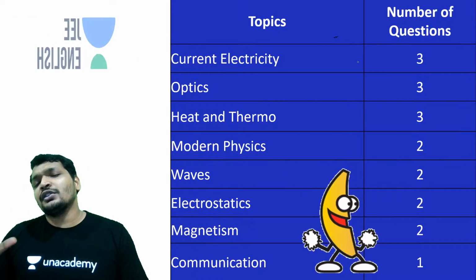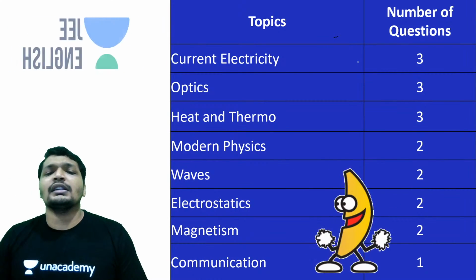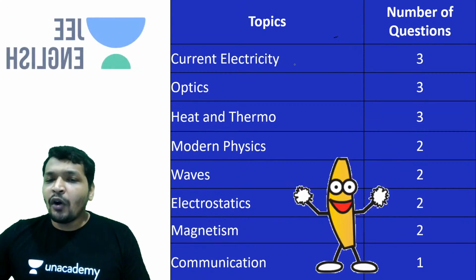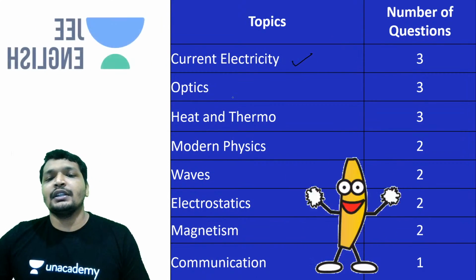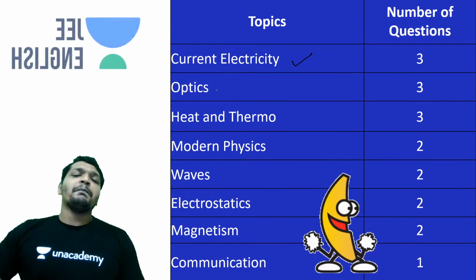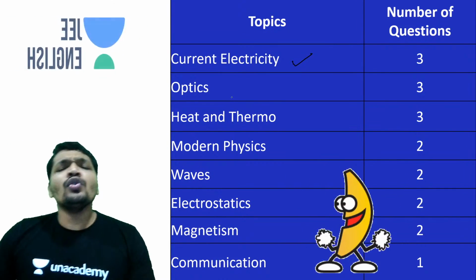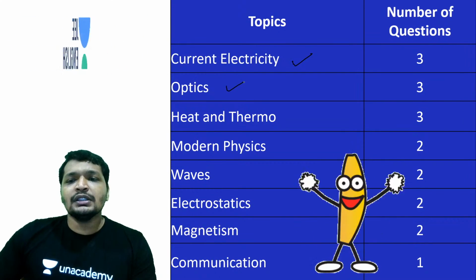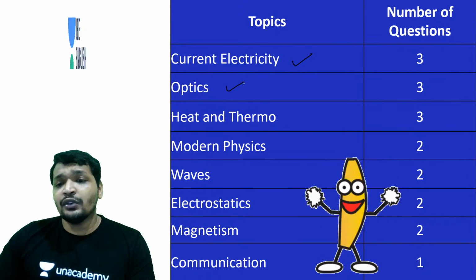Ultimately, your mind will start directing you towards the direction. At the end of the session, you will start thinking about this is the thing that I want to do. Current electricity, always you will get 3 questions. If you analyze your past year papers, 2 to 3 questions is the minimum you will get. Optics generally 2 questions. This year, 2019, you got 3 questions.